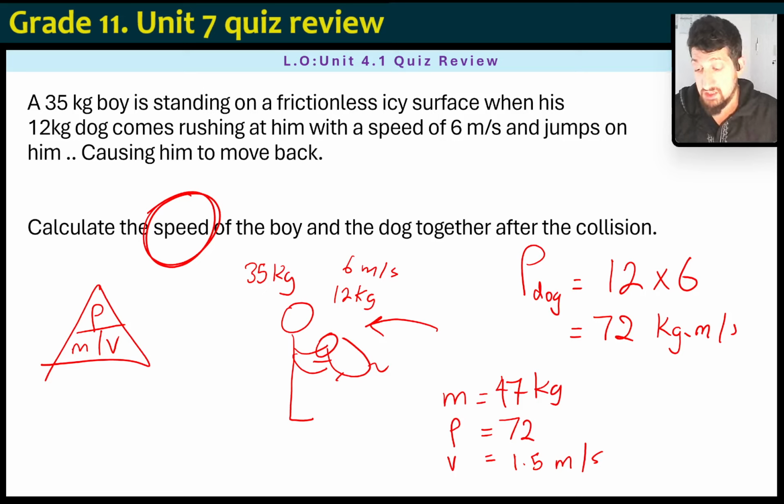Now, it's worth mentioning at this stage, where is it moving? It's moving in the same direction as the dog was moving before. The dog was moving at 6 meters per second that way. Then they are both now moving back at 1.5 meters per second. Okay? Let's move on.